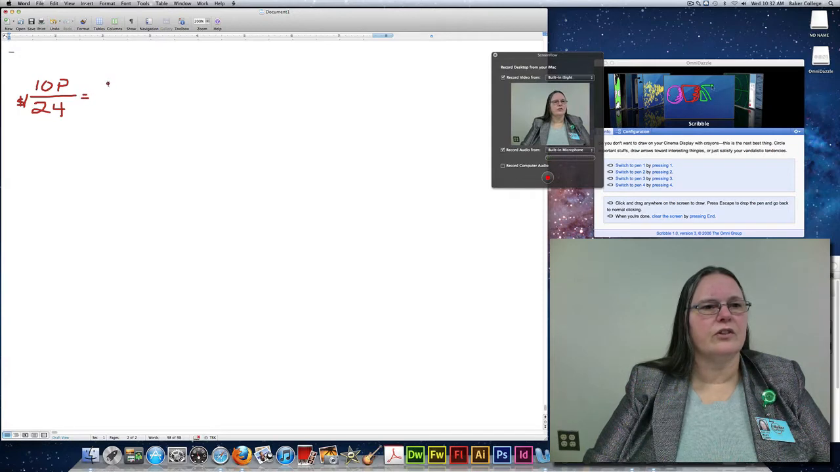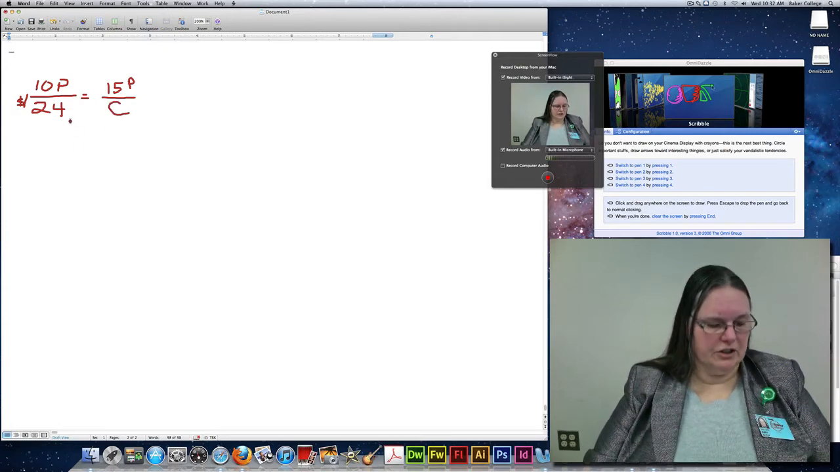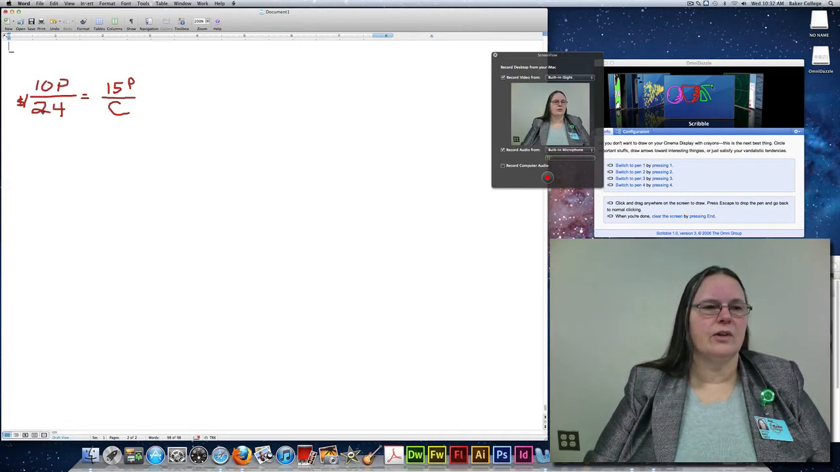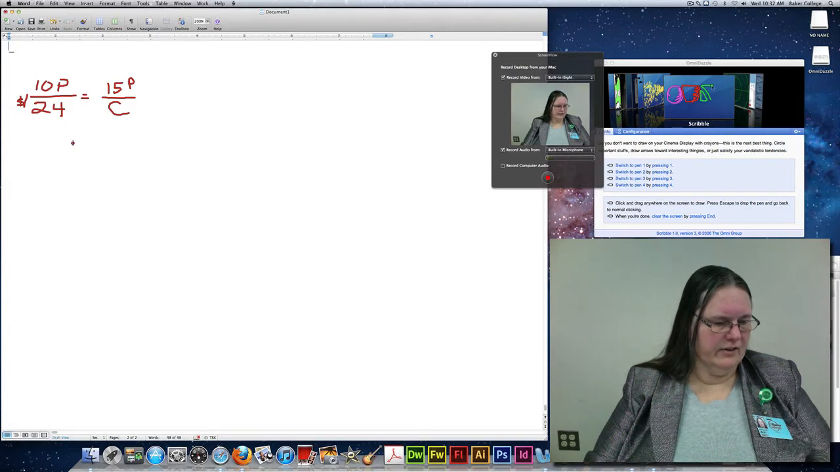Okay, so the question is 15 pencils, and how much money would it cost? Again, it's just reading the problem. They always set it up. They give you an example, the 10 compared to the 24. What would be the comparison of 15 to the cost? So it's a matter of reading the statement, understanding how to write the statement.